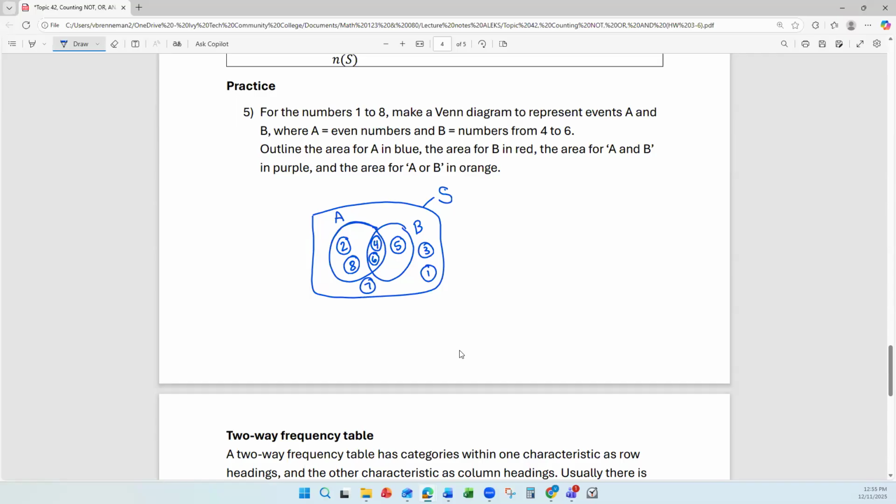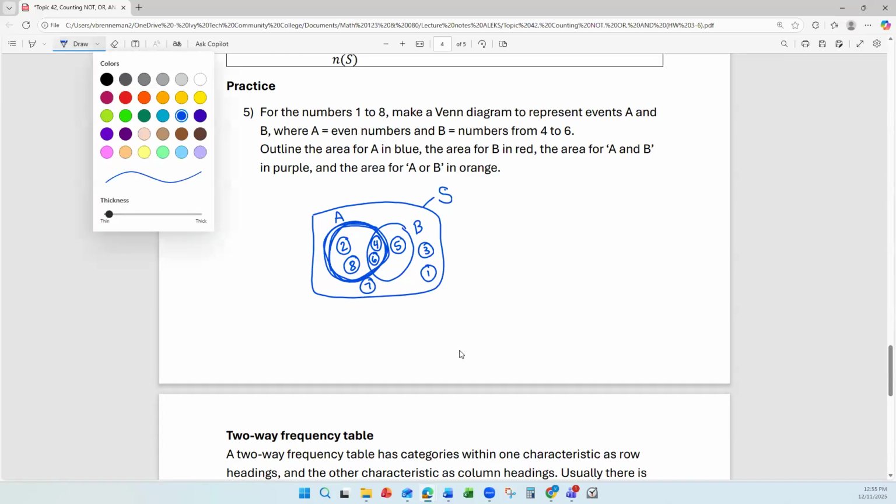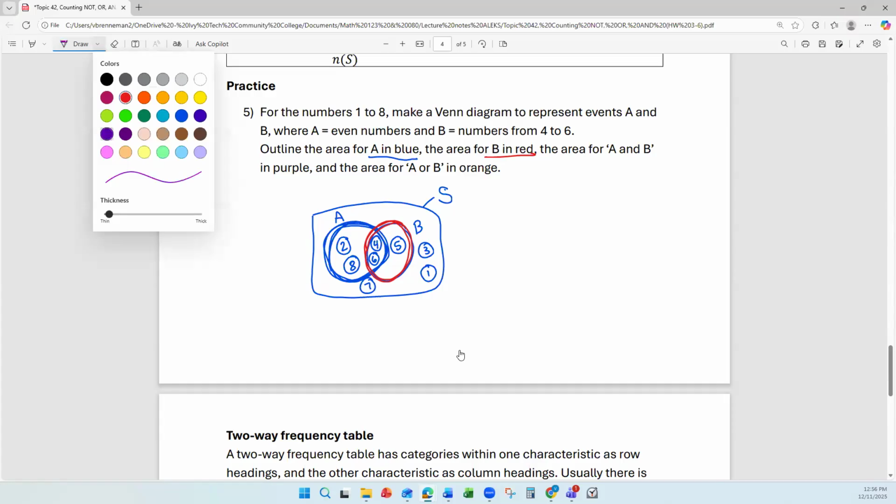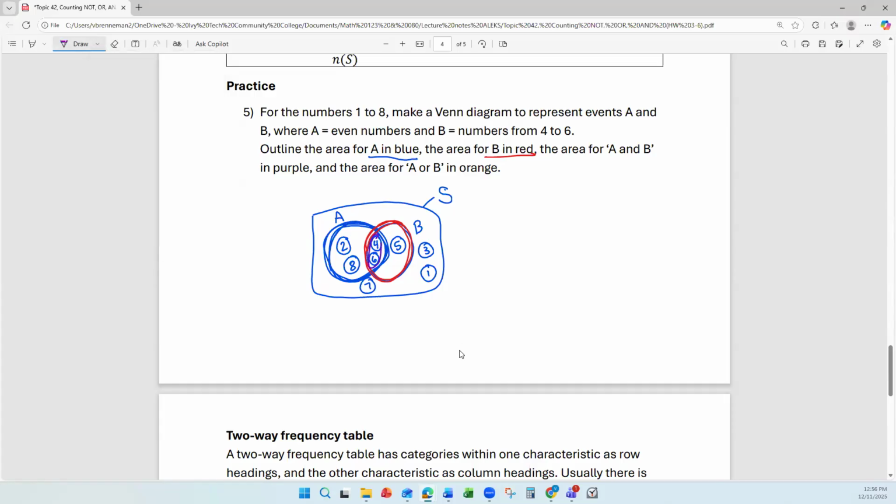So A itself here, do a little thicker blue there. That's A. B is everything within here. A and B is where they overlap. And then A or B is just including the whole area there.